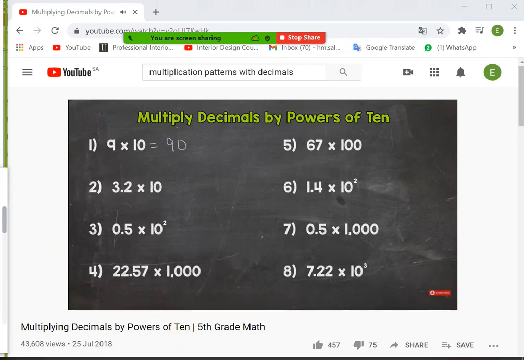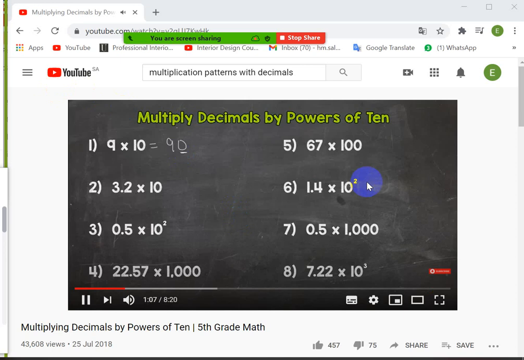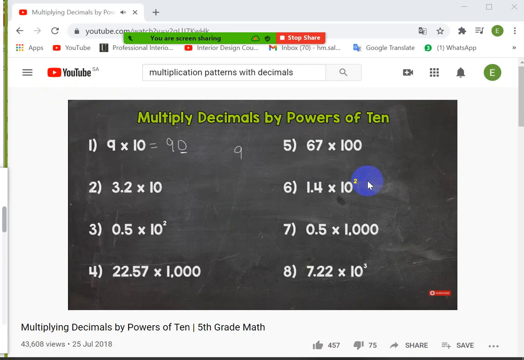And like we talked about when we multiplied whole numbers by powers of 10, we used zeros to push that 9 one place to the left to make its value 90. Because we started with a 9, right? And we multiplied by 10, so we moved the 9 one place to the left from the ones place to the tens place using a 0 to change the value of that 9.